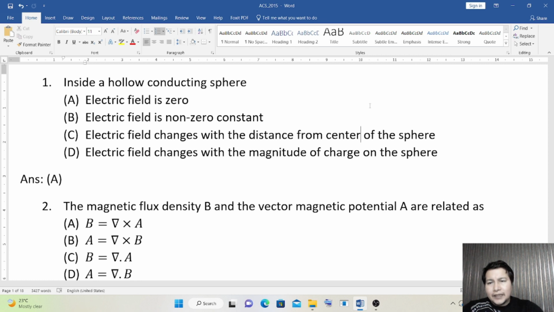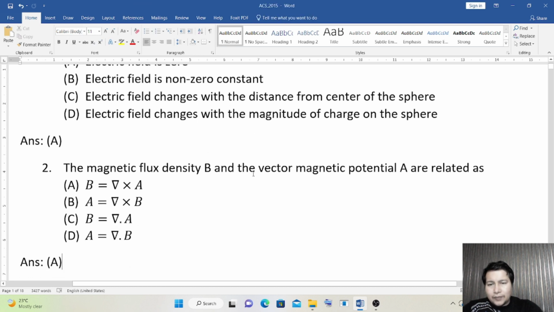Inside a hollow conducting sphere, electric field is: 0, non-zero constant, changes with the distance from center of the sphere, changes with the magnitude of charge on the sphere. Your correct answer is option A.